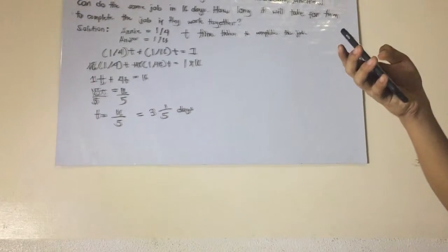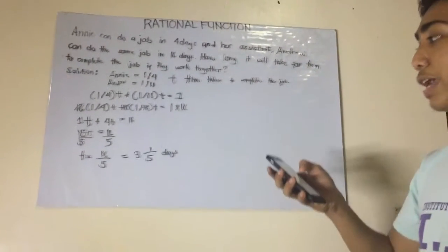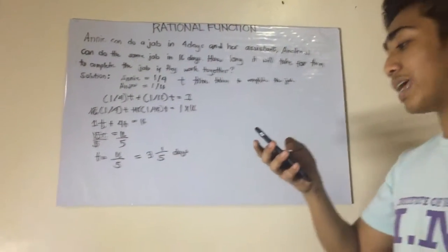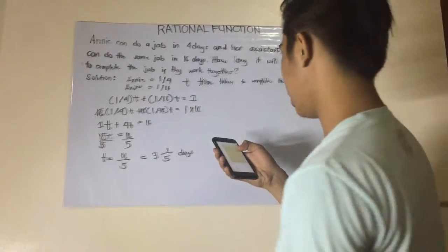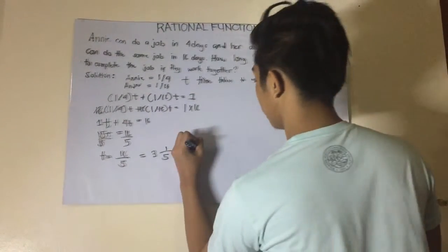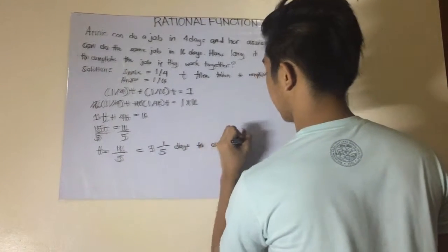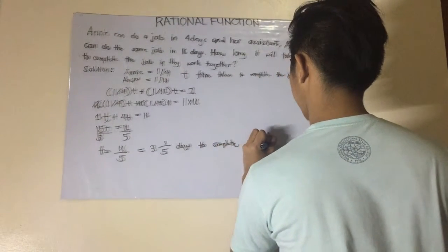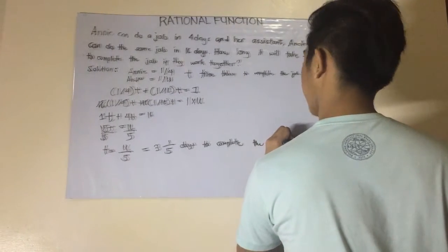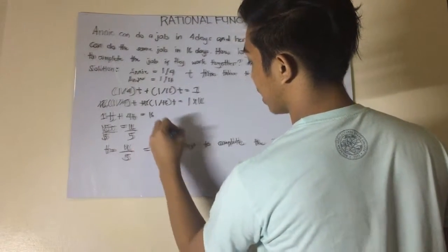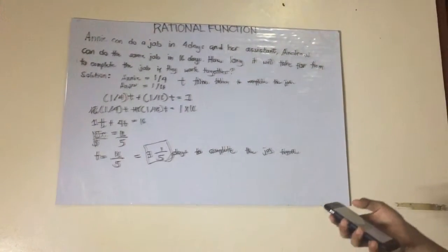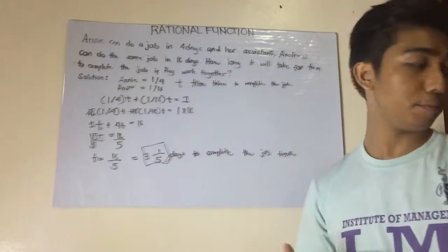So, yan ay sagot. 3 and 1/5 days, the time taken by Annie and Andrew to complete the job together. So, yun na yung final answer natin. So, proceed tayo sa another example.